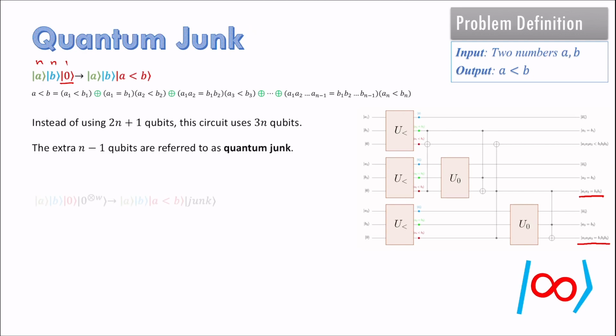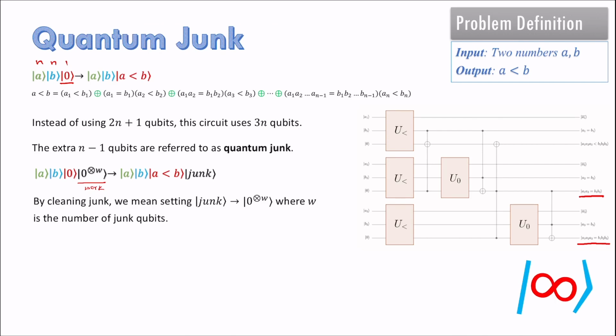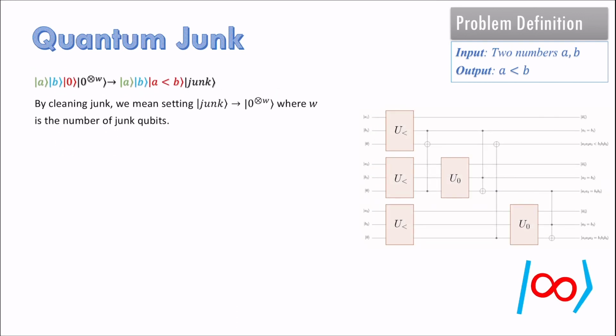Typically this is represented as follows, where the work qubits serve as intermediate workspace for computation and they eventually convert to junk. By cleaning junk, we mean setting the junk qubits back to 0. The idea is to use the inverse of the quantum circuit to set the junk to 0.